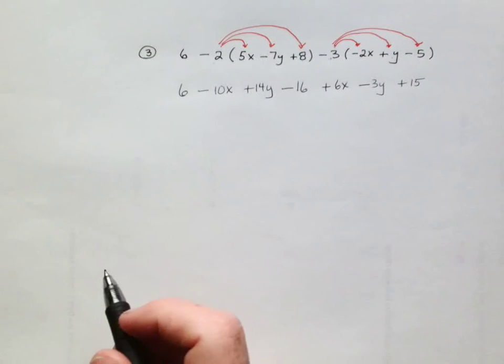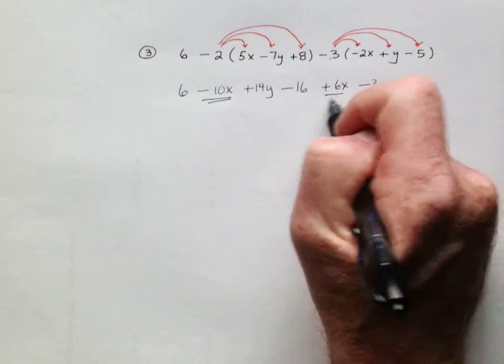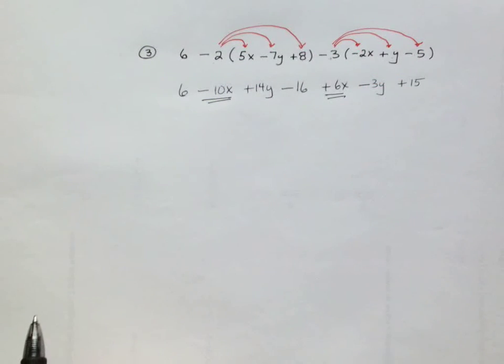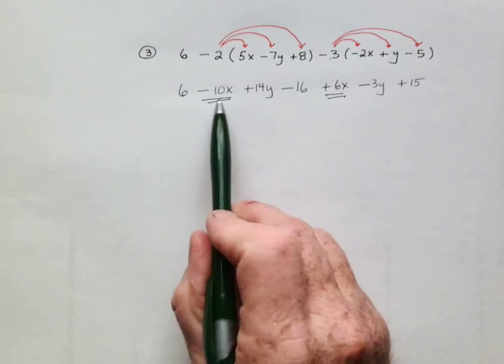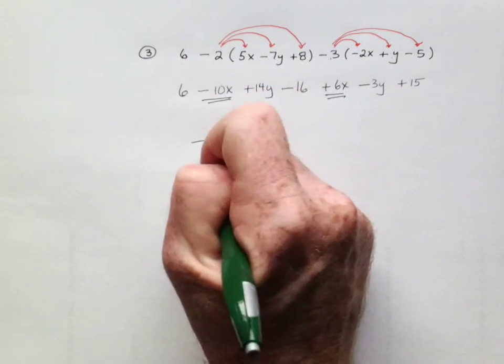And I'm going to go in alphabetical order. I'm going to do the x's first. So there's 2 terms that have x. And when you combine these two, it's going to be a -10x plus a 6x. That's -4x.